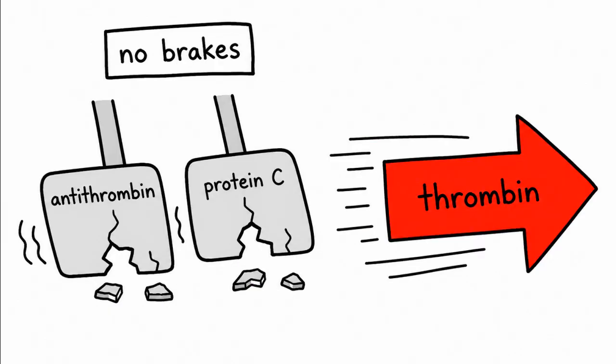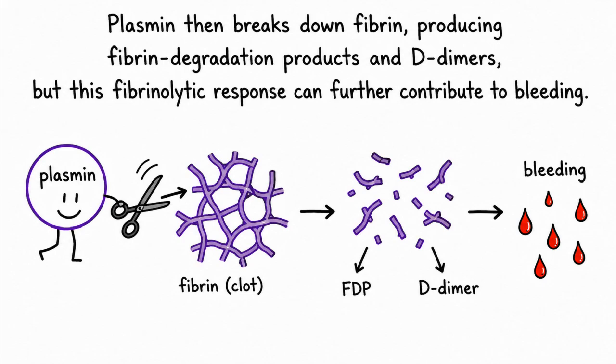Antithrombin and the protein C anticoagulant system are also depleted or impaired, removing important brakes on thrombin production. Plasmin then breaks down fibrin, producing fibrin degradation products and D-dimers. But this fibrinolytic response can further contribute to bleeding.